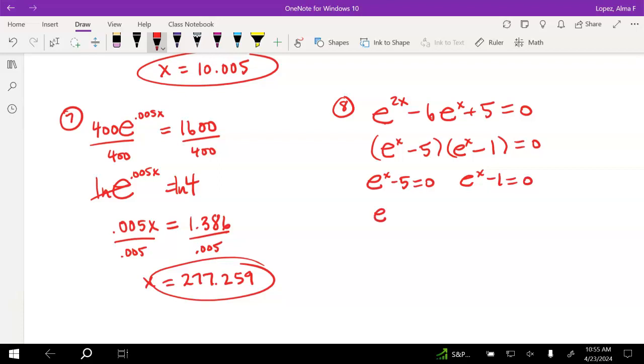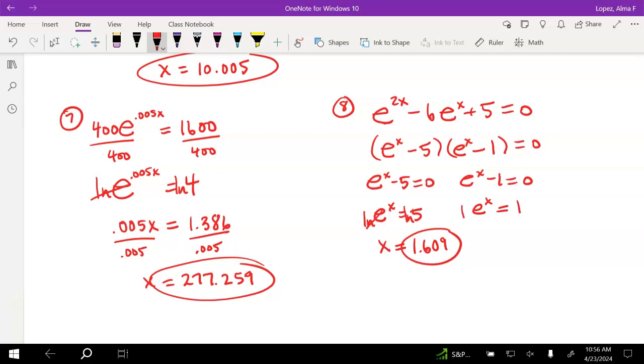Move the 5 over, we get e to the x is equal to 5. That is another special exponential function. To get rid of the e, I'm going to natural log it. If I do it to one side, I do it to the other. On the left, the natural log and e cancel each other out. And to get our final answer, the natural log of 5 is 1.609.